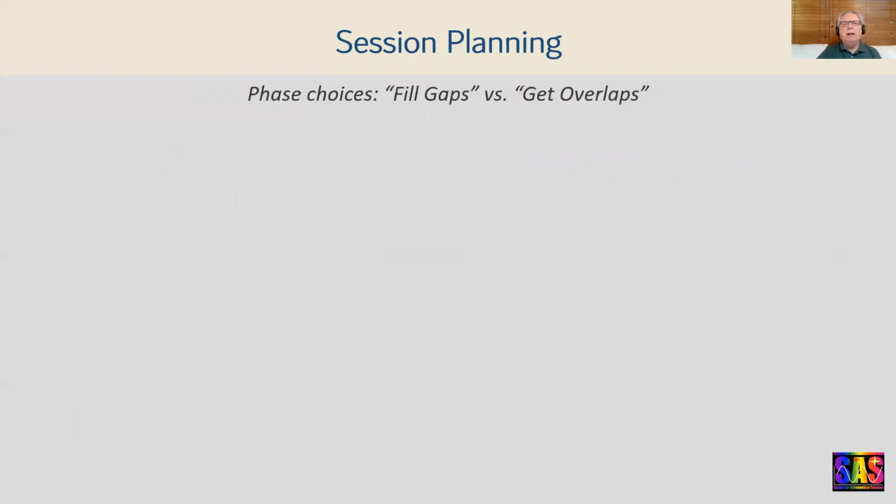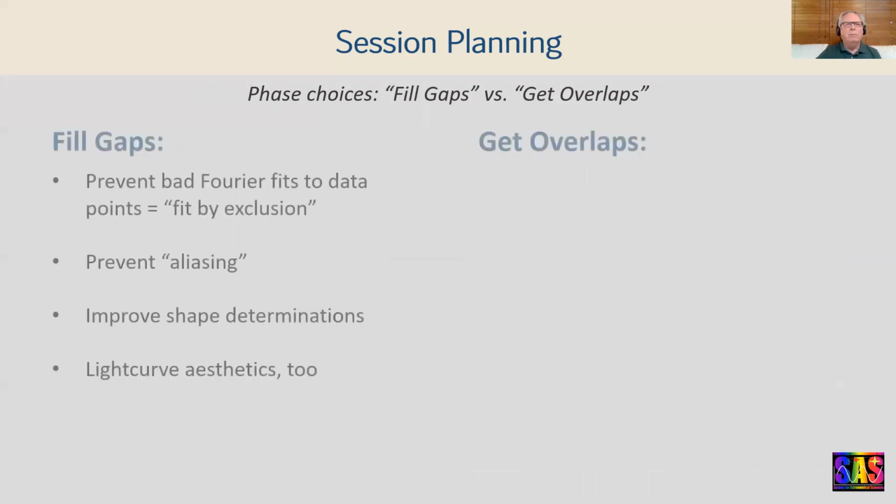Now, when you're session planning, you often have a choice between time periods which will fill gaps in your building phase diagram versus getting overlaps where you have multiple nights filling the same phase region in your light curve. To fill gaps is important, especially early in the campaign. You need to prevent bad Fourier fits to data points. Where you have gaps, you can get fits by exclusion, which are pretty deadly because they are guaranteed to give you a bad light curve and aliasing to boot.